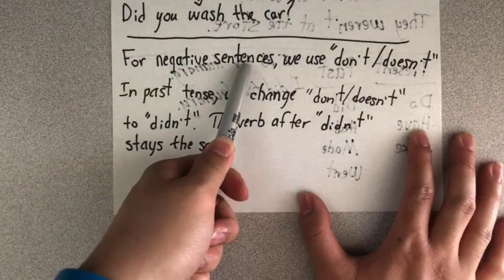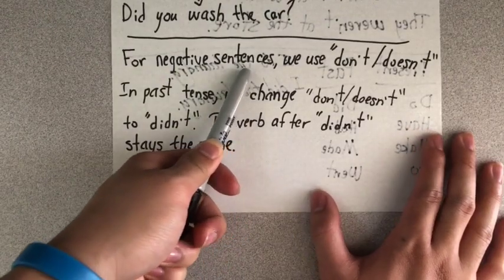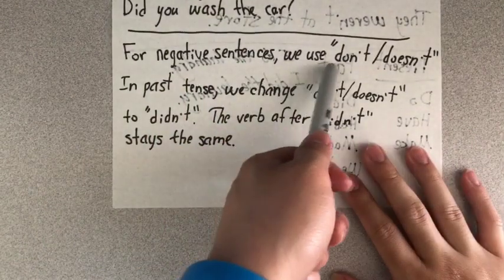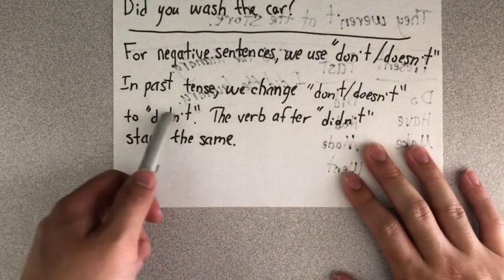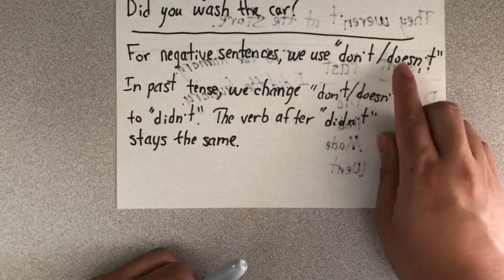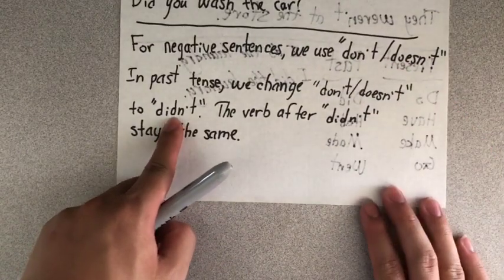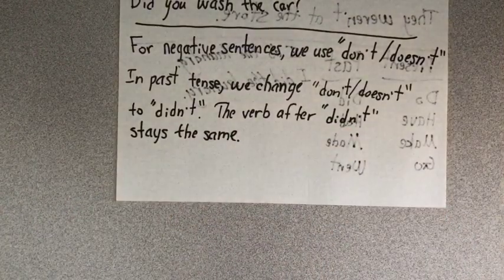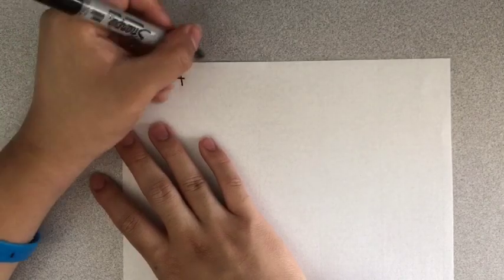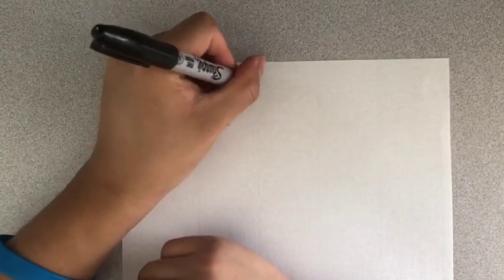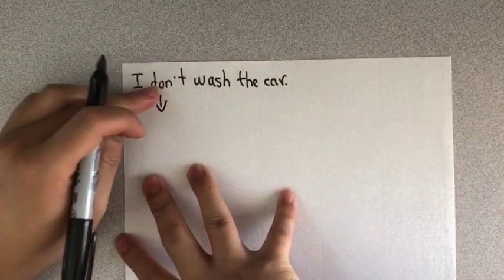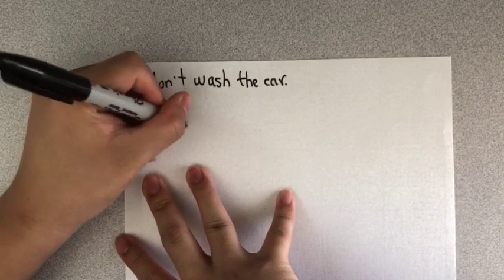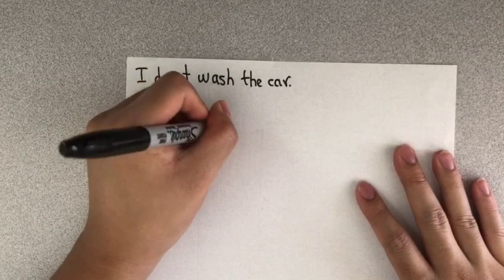Now, for negative sentences. Negative sentences are when we say no or not. For negative sentences, we use don't or doesn't. In the past tense, we change don't or doesn't to didn't. In the present, we use don't and doesn't. In the past, we only use didn't. The verb after didn't stays the same. So in the present tense, we say, I don't wash the car. In past tense, we change the don't to didn't. I didn't wash the car.